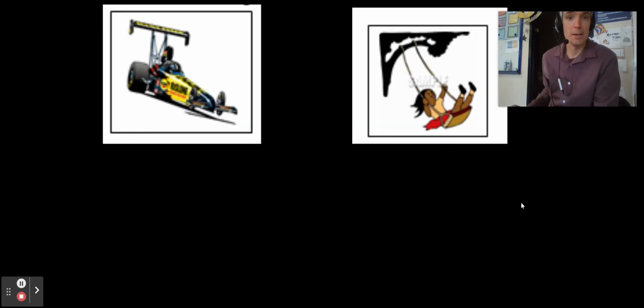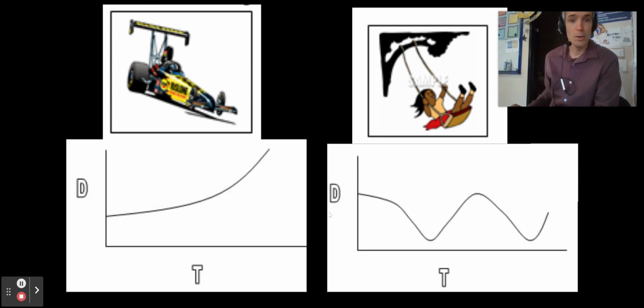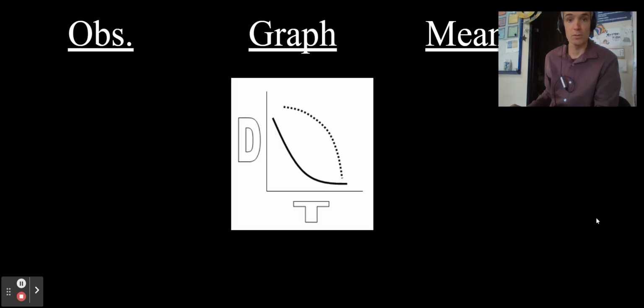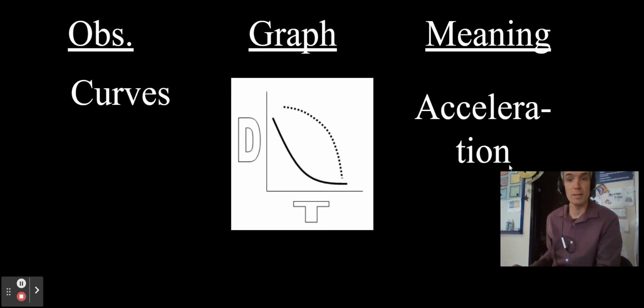Now, what do these 2 things have in common? Well, a dragster's graph would skyrocket at the start and then slowly decline, and a swing would be sinusoidal. What do these things have in common? They all have curves, and curves mean that the object is accelerating. You've got acceleration happening. Could be speeding up, could be slowing down, but it's just accelerating. Okay, that's it. Thanks, and I hope this helps.